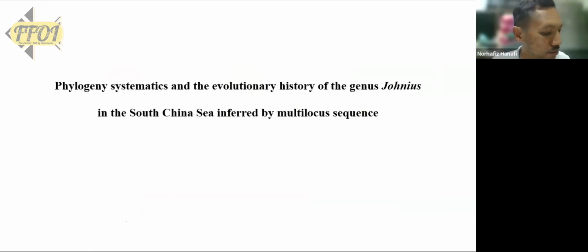So that's why I will bring to the phylogeny, systematic and evolutionary history of genus in South China Sea, inferred by multi-locus sequence. Kan tadi ada penjelasan. Sekejap.